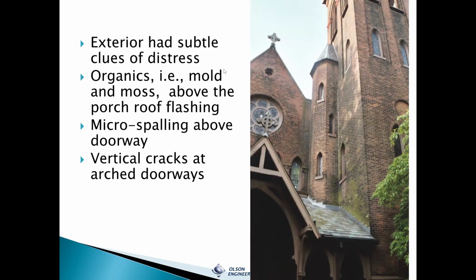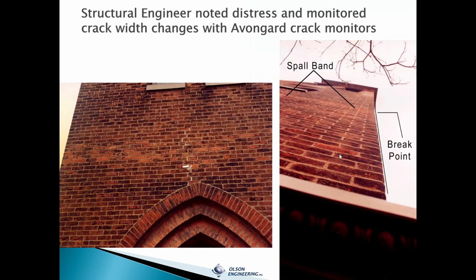So there were already signs of distress. We worked with a very good structural engineer on this. He involved us in the project. And the organics and mold and moss were found above the porch roof flashing, as you can see here. There was microspalling above doorways and vertical cracks at the arch doorways as well. Some more of those damages. You can see the calibrated crack monitors to show that the cracks were moving, opening, or shifting. They were mounted across many of these cracks in the brick on the outside here.